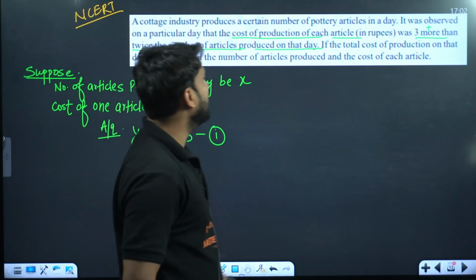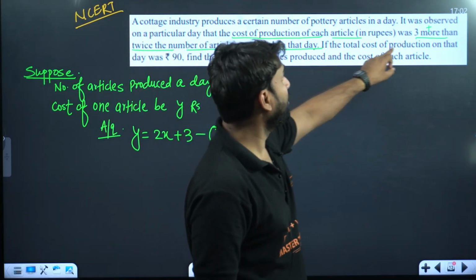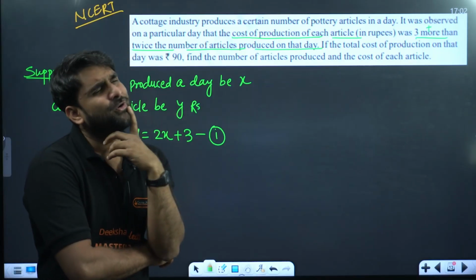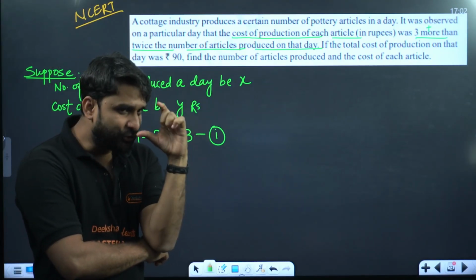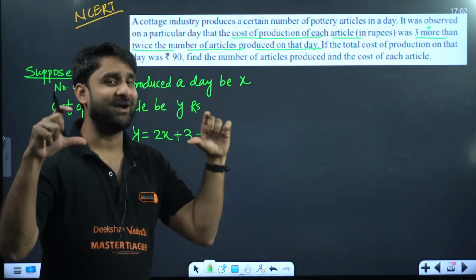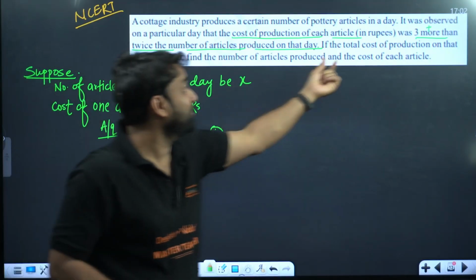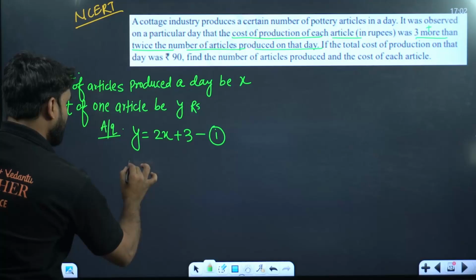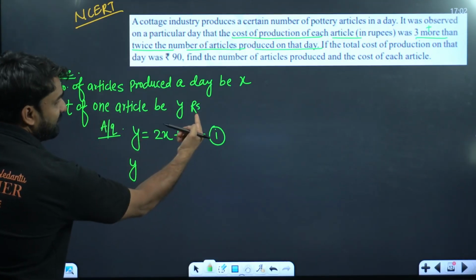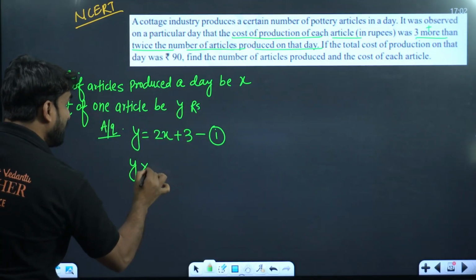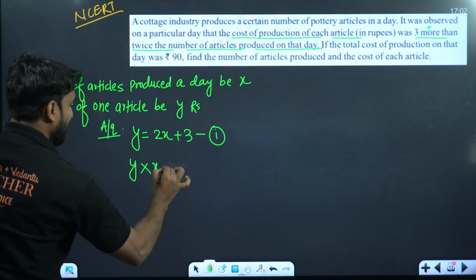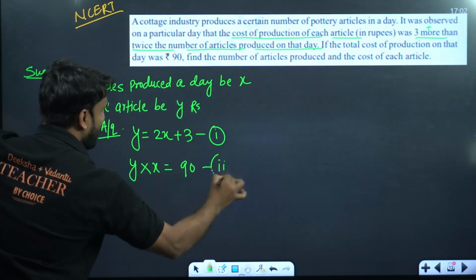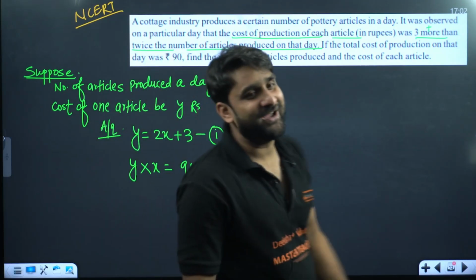Now moving to the second information. If the total cost of production on that day was 90 rupees, the total cost of production means the cost of one article into the number of articles produced. Because we are talking about the total costing of production. So the total cost of production will be Y, which we have supposed, into the number of articles produced, X. Y into X will be equal to 90. This is your second equation. We have two equations.